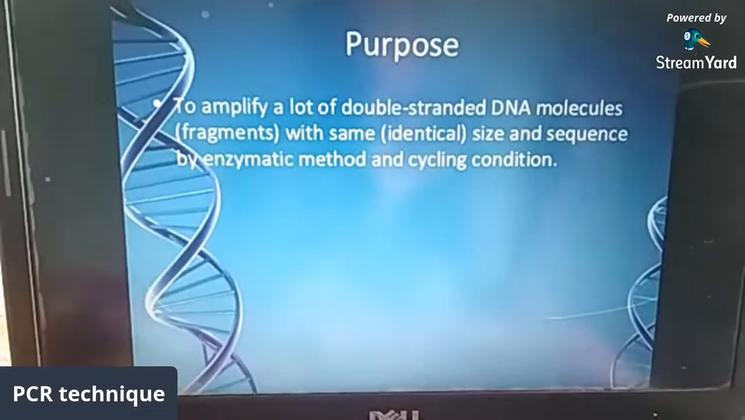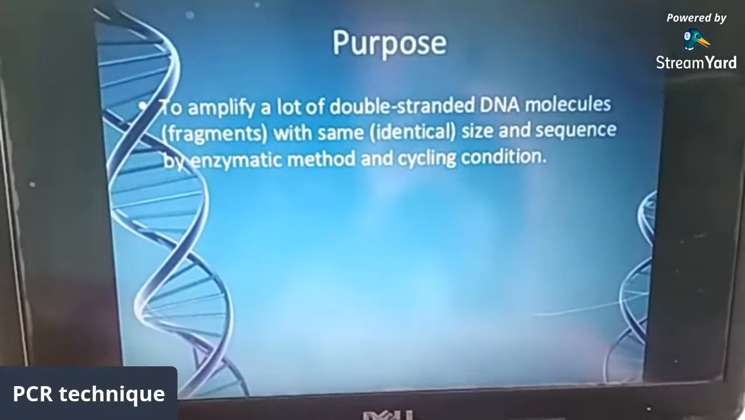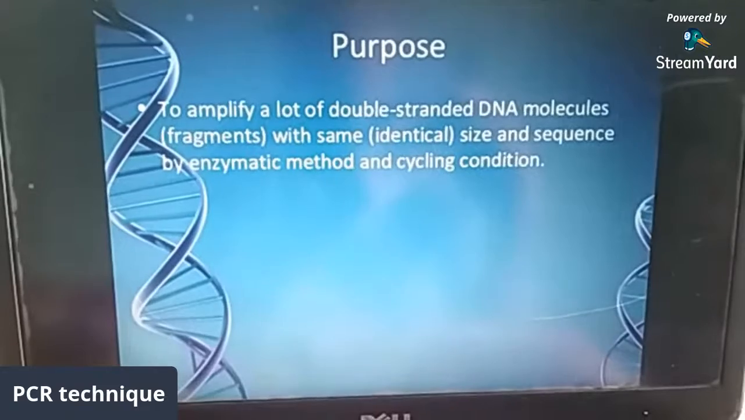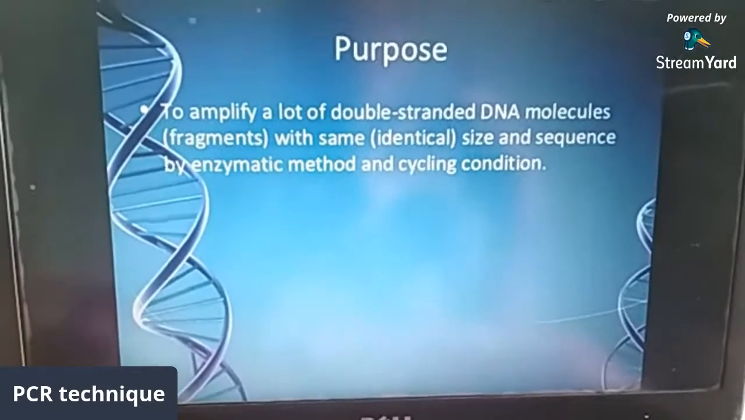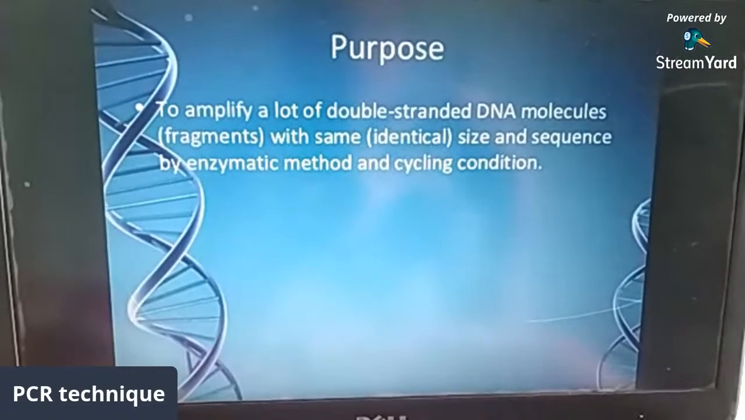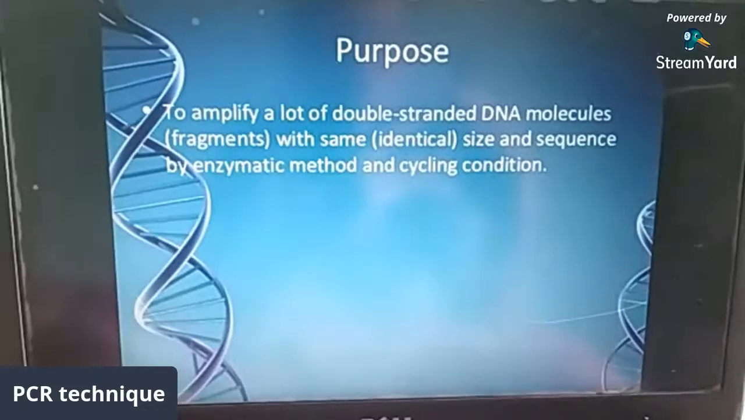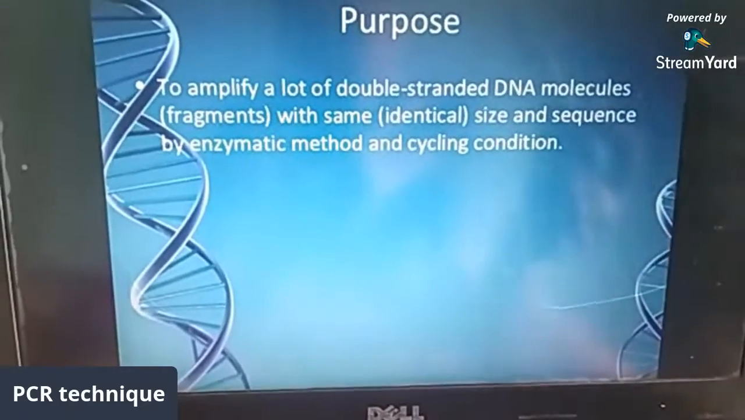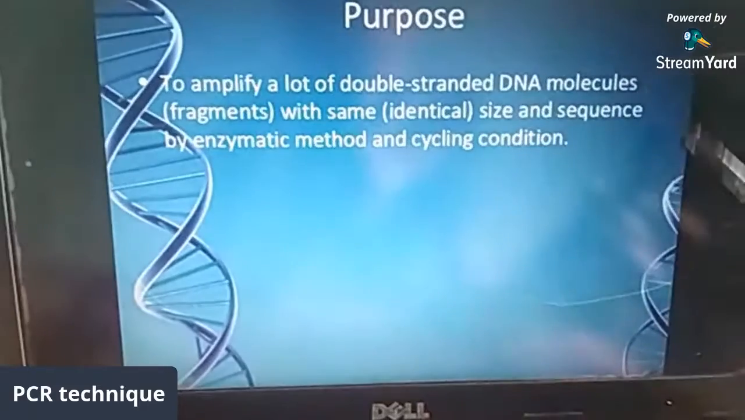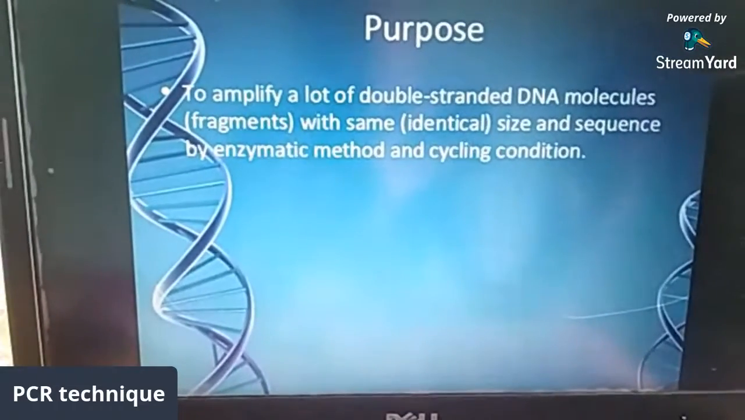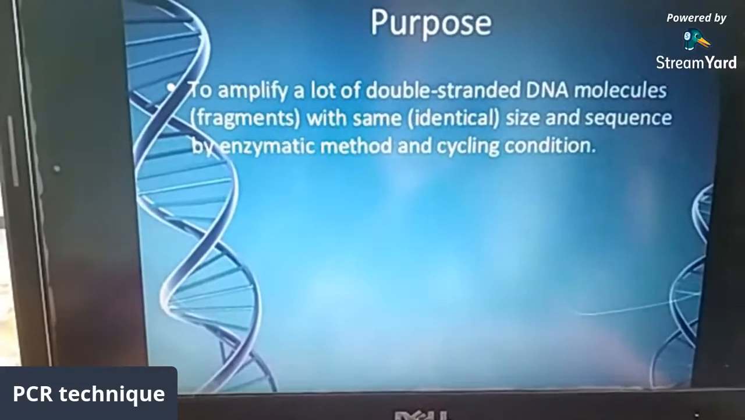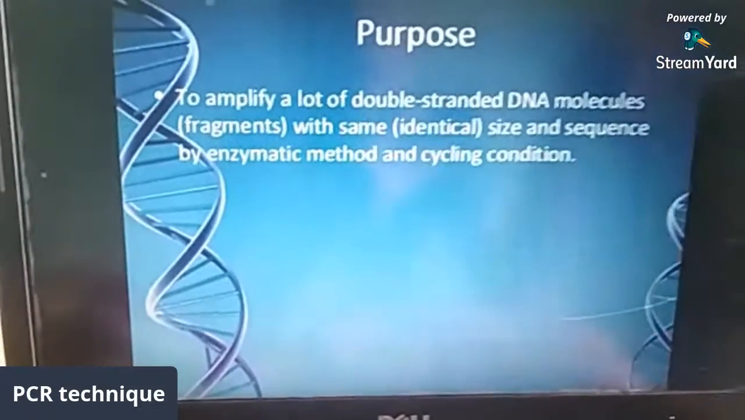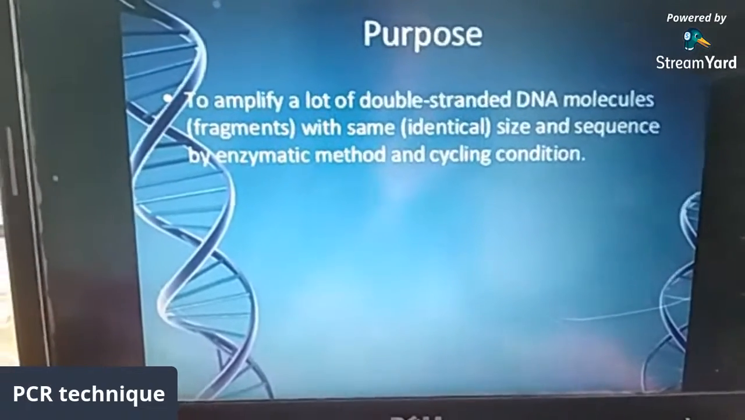To amplify a lot of double-stranded DNA molecules with the same size and sequence by enzymatic method and cycling condition. So what does it mean? Through this PCR process, we can get a large amount of fragments of DNA molecules from a single fragment of a DNA molecule. And we get the same identical size and sequence of these DNA molecules after the PCR process by the enzymatic method and cycling condition. So we can say that PCR is also one type of enzymatic method.